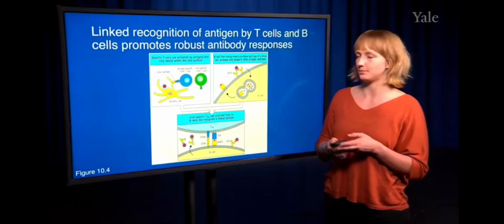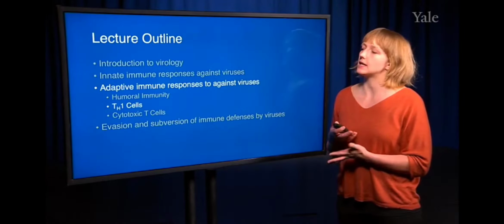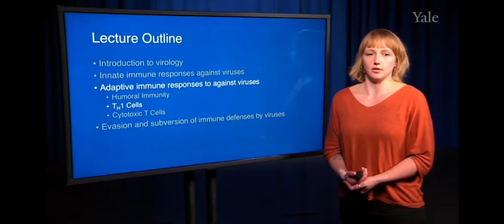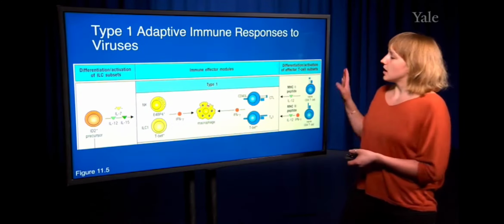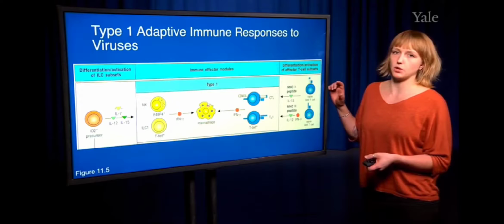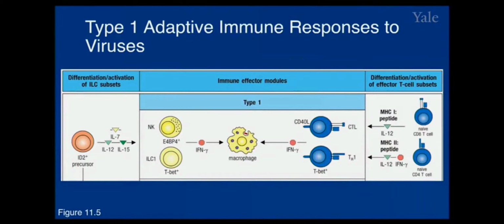So now that we've started a conversation about T cells, let's dive into the Th1 cells, which are the major class of T cells used in an antiviral immune response. Type 1 adaptive immune responses to viruses include CD8 cells, which recognize MHC class I peptide complexes, and CD4 cells, which recognize MHC class II peptide complexes. Both of these naive cells can be activated with the presence of IL-12, and CD4 cells also need interferon gamma to be induced.